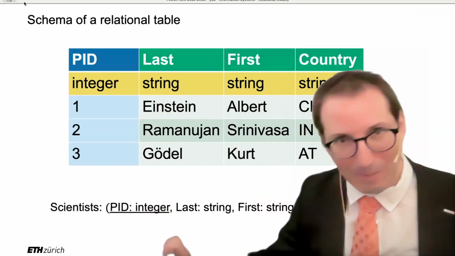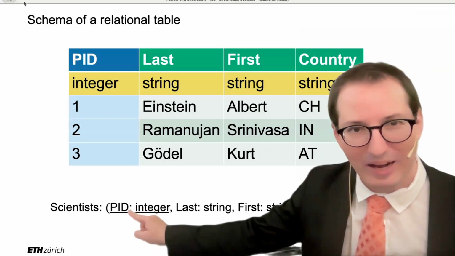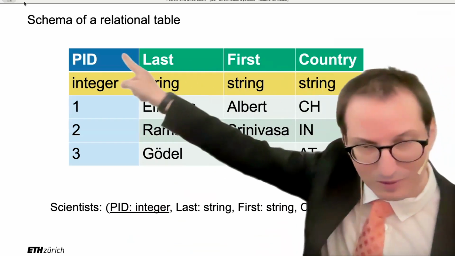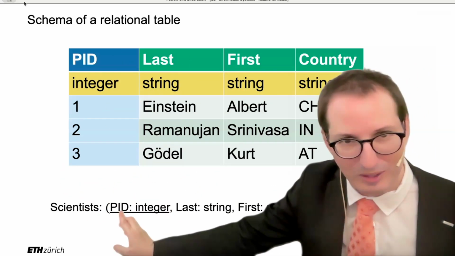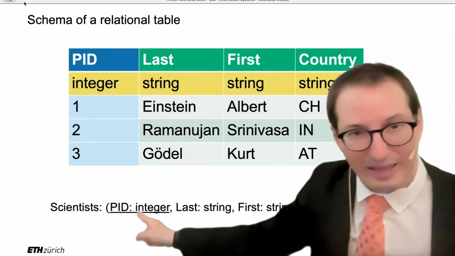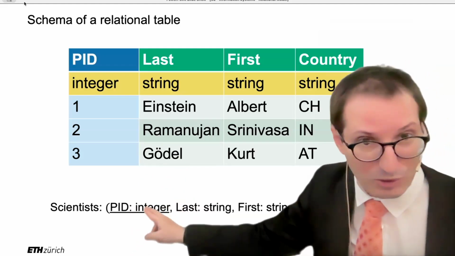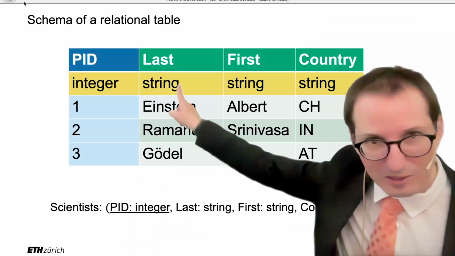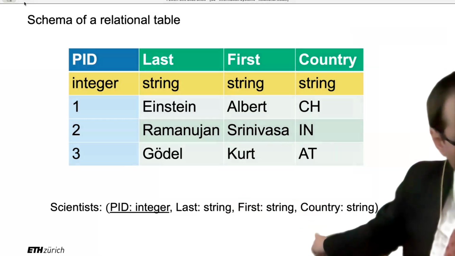And then in my schema, I have the column names. So these are my support. That is the same support for all records because we have relational integrity: PID, last, first, and country. And I also specify the domain because we have domain integrity. So it means that there is a domain for every attribute. So we say PID integer. Last, this is a string. First, this is a string. And country, this is a string.